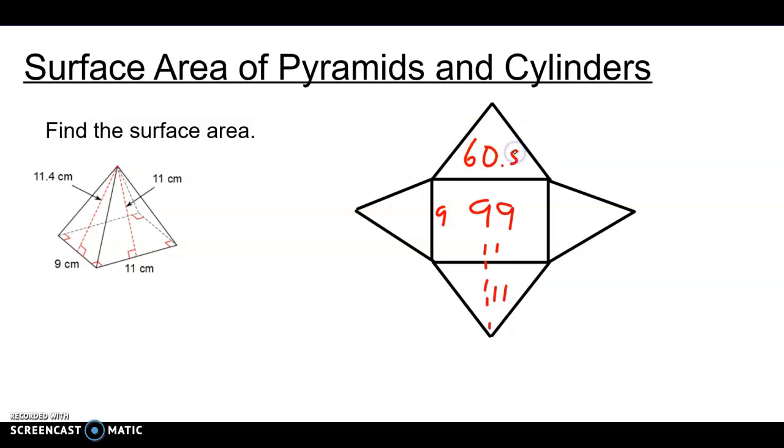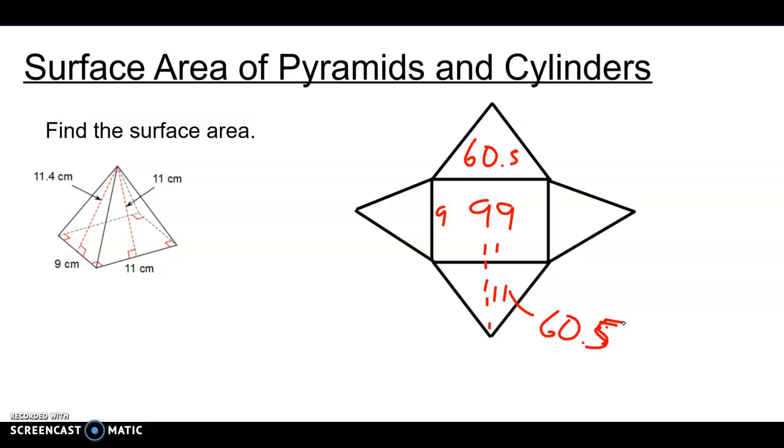There are going to be 2 triangles with that area of 60.5, because in the rectangular pyramid, the opposite triangles are going to be the same. So we have 2 triangles with an area of 60.5 square centimeters.